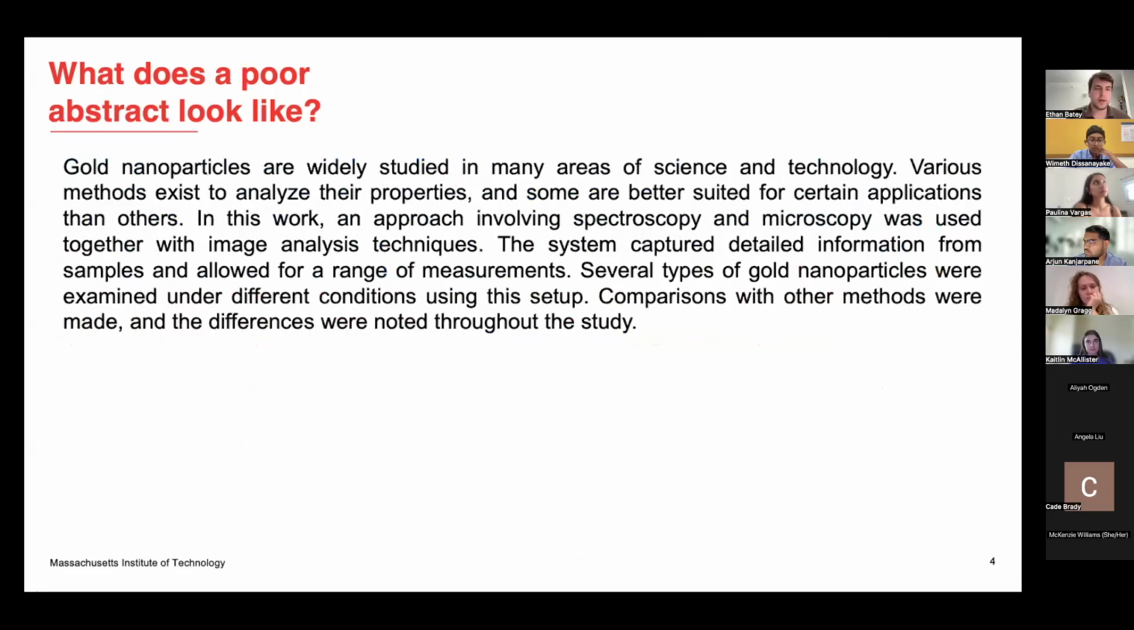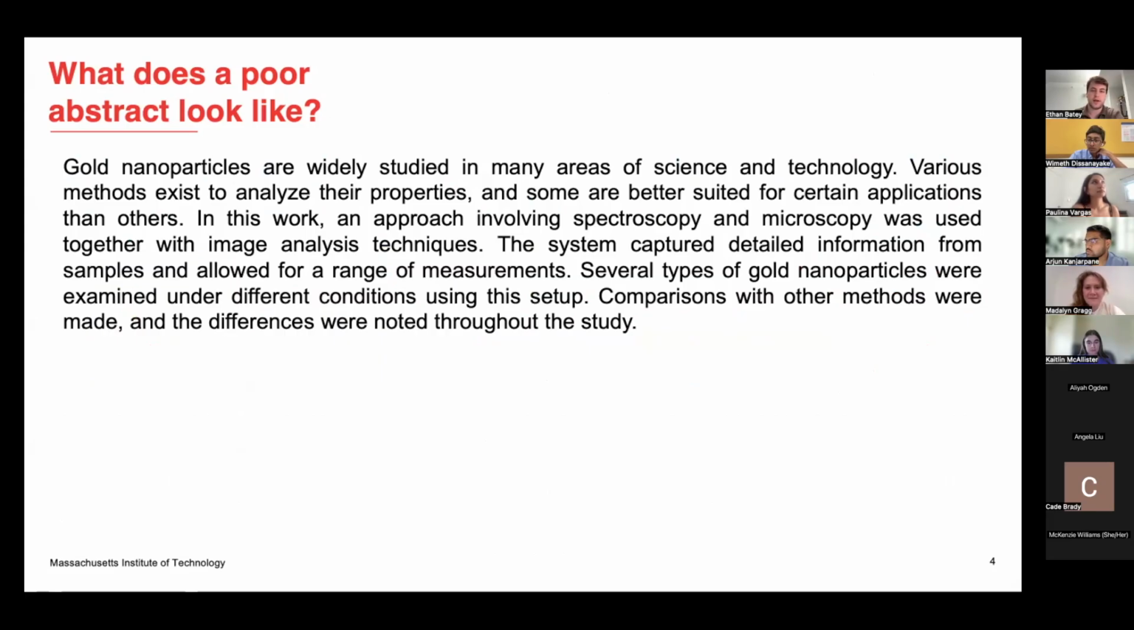And then very quickly, I'm going to go through a poor abstract. So I'll just read this one aloud. Gold nanoparticles are widely studied in many areas of science and technology. Various methods exist to analyze their properties, and some are better suited for certain applications than others. In this work, an approach involving spectroscopy and microscopy was used together with image analysis techniques. The system captured detailed information from samples and allowed for a range of measurements. Several types of gold nanoparticles were examined under different conditions using the setup. Comparisons with other methods were made, and the differences are noted throughout the study.